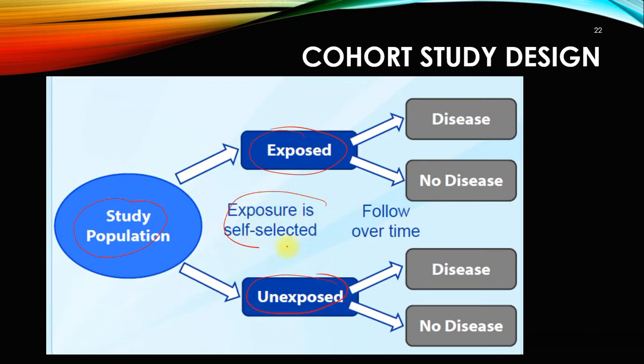And exposure here is self selected. So we have to do the follow up of the exposed and the unexposed population. In the exposed population, again there will be two subpopulations: the one with disease and the one which doesn't have disease. Similarly, in the unexposed arm, there are people with disease and there are people with no target disease present.